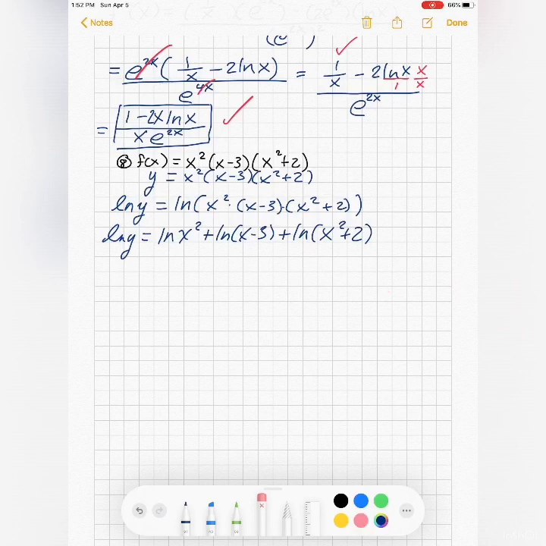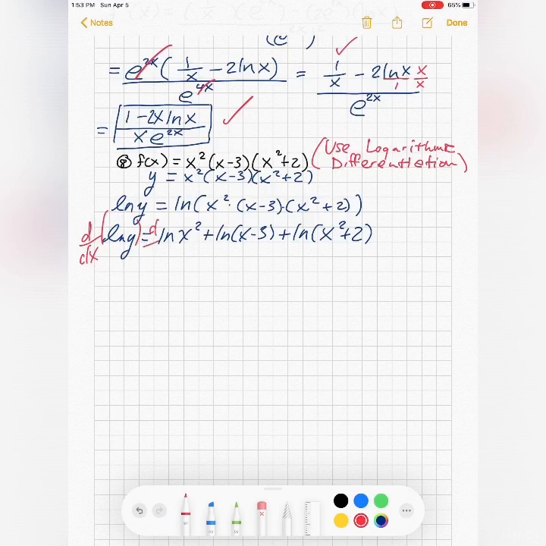Maybe I should put up here in the instructions what I did here. I used this logarithmic differentiation by taking the log of both sides, simplifying from there. So now let me take the derivative of both sides. I'm going to find d dx of this side and d dx of this side.